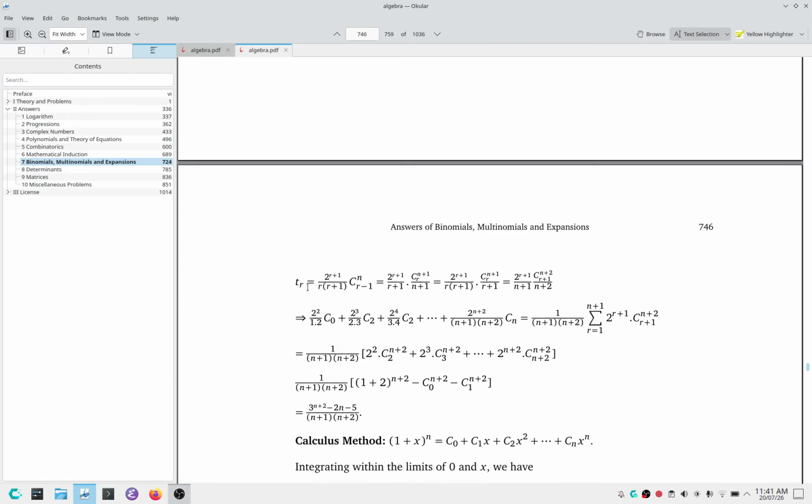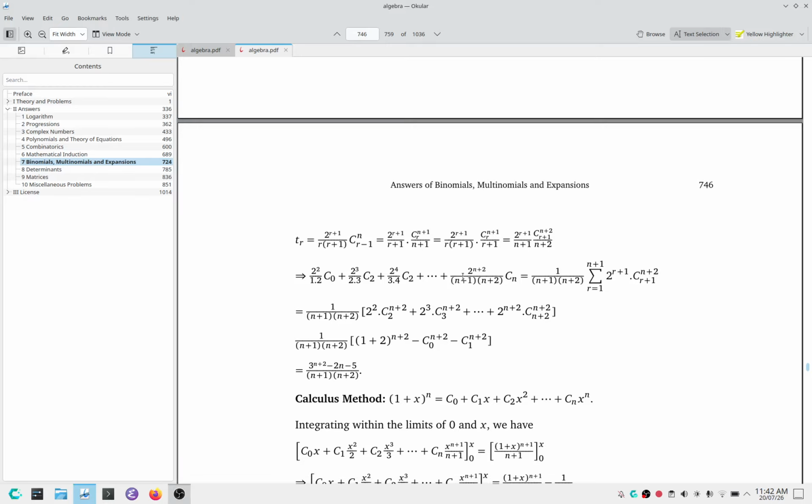So we take the general term, which is 2 to the power r plus 1 upon r times r plus 1 times nC r minus 1. This we can write as 2 to the power r plus 1 upon r plus 1, and this becomes n plus 1 Cr upon n plus 1. There is something wrong here. Then we further write this as 2 to the power r plus 1 upon n plus 1 times n plus 2 times n plus 2 C r plus 1. So we take the sum and this becomes equal to this one.